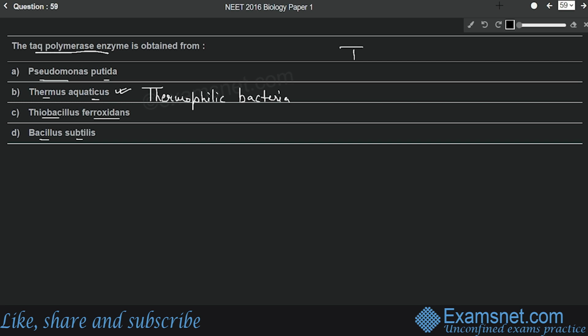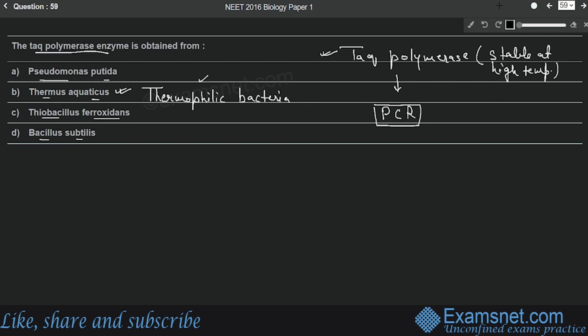Now this enzyme, that is Taq polymerase, is also an enzyme that is heat stable, or stable at high temperature, because it is isolated from this thermophilic bacteria. Okay, and it is used in PCR, that is polymerase chain reaction, because in that we have to apply very high temperature at one of the steps. So this enzyme remains stable in that step. Okay, so the correct answer will be option number B.